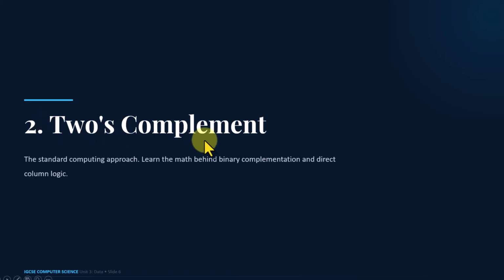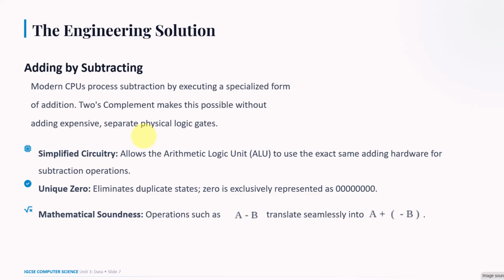We will study how two's complement works for positive and negative numbers, what benefits it has, and what problems it solves. So the engineering solution: adding by subtracting. If we use this method, it will solve some of the problems. Modern CPUs process subtraction by executing a specialized form of addition. So subtraction inside a computer is done with the same operations as addition.